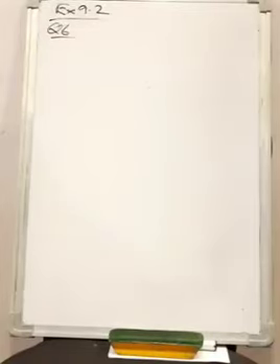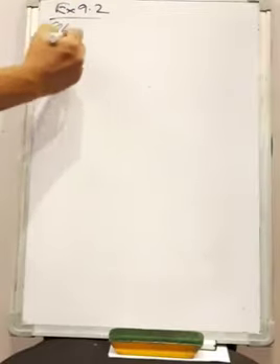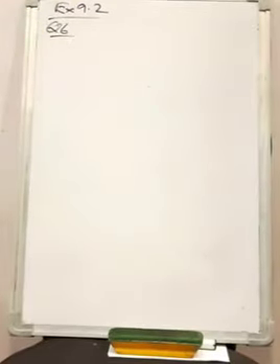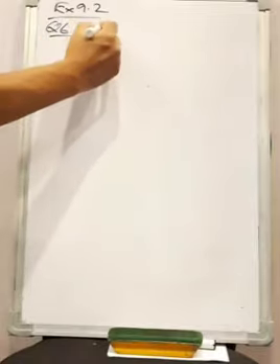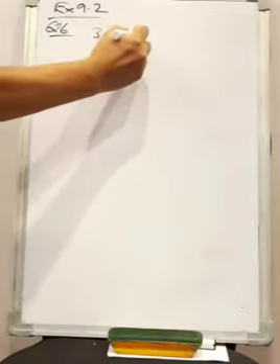Question number 6. Read question number 6 now. Find 3 consecutive odd numbers whose sum is 87. 3 consecutive odd numbers.